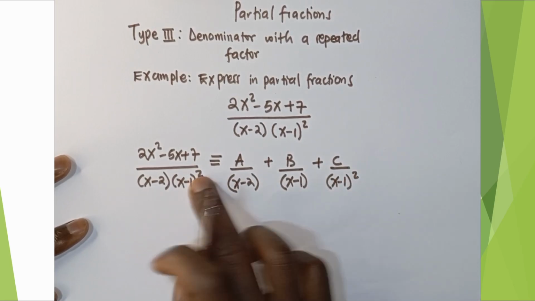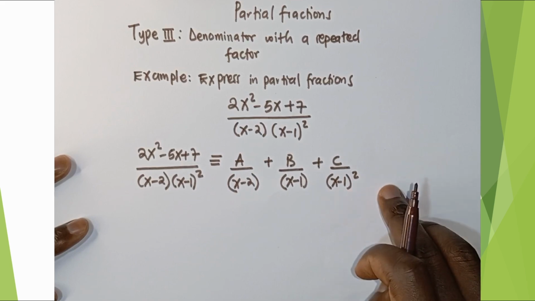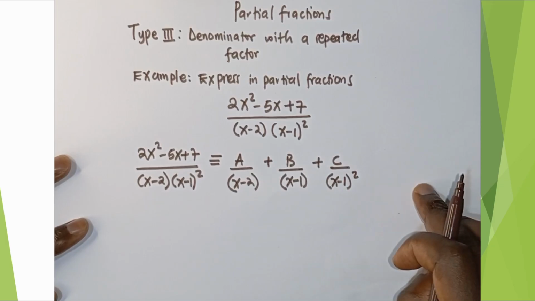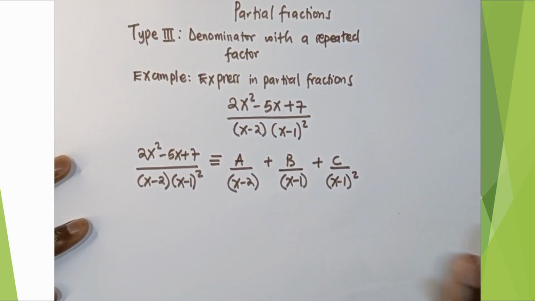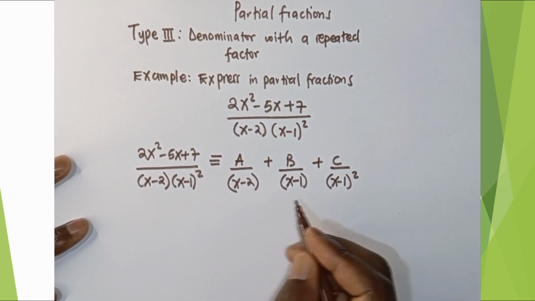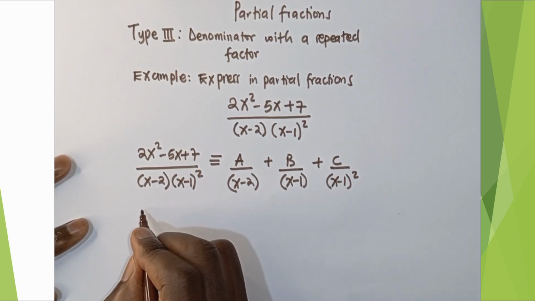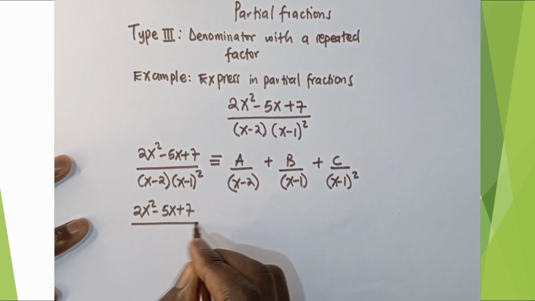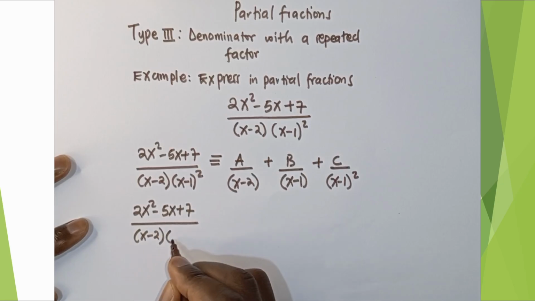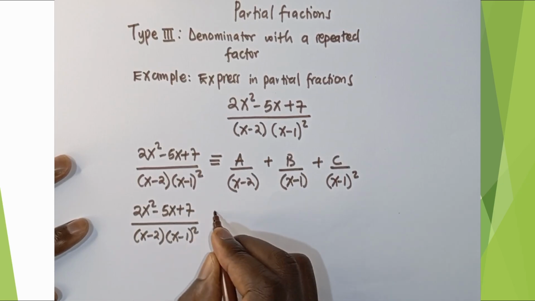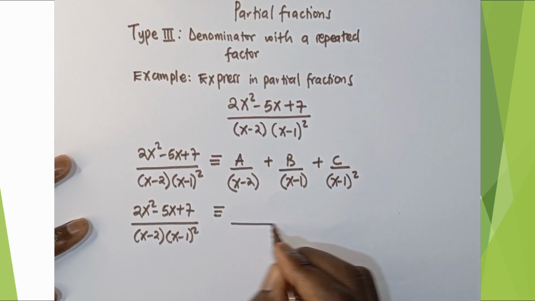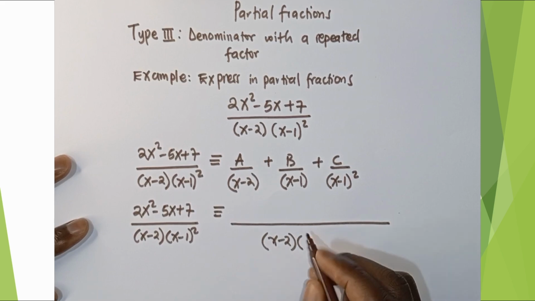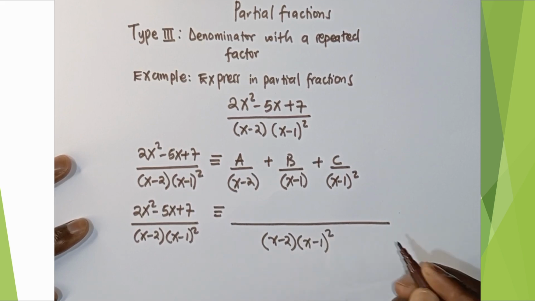Now if it was power 3, we would go to d out of x minus 1 cubed. If it was power 4, we would go to e out of x minus 1 power 4. So we go on increasing powers like that. Now after that, we can go ahead and get the LCM. So we shall have 2x squared minus 5x plus 7 out of x minus 2 into x minus 1 squared is identically equal to, now the LCM is the same as the denominator, so x minus 1 everything squared.